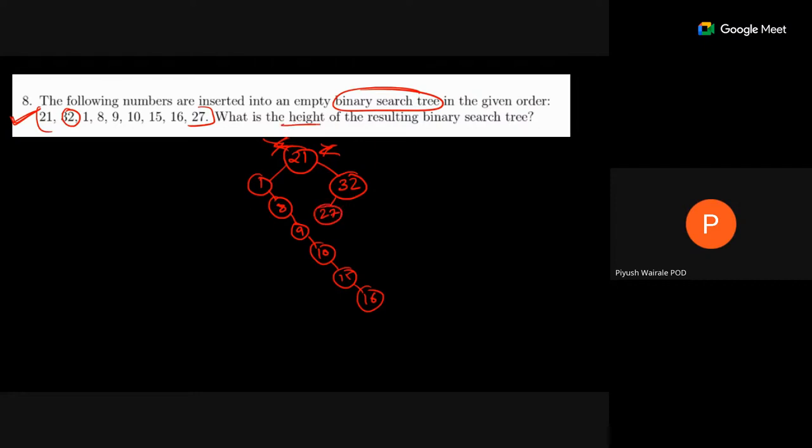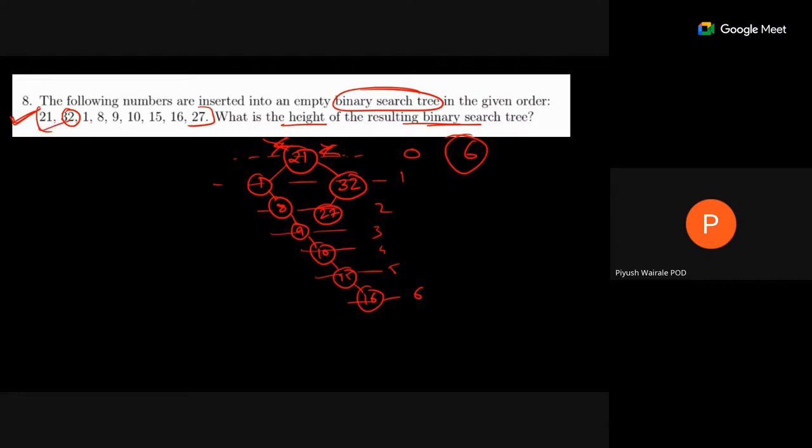Now we need to find out the height of the resulting binary tree. Now what is the height? Tell me. 6 or 7. This is level 0. Then level 1, 2, 3, 4, 5, 6, right? So the height of the binary search tree is 6. So you should be able to form the BST on the sequence.